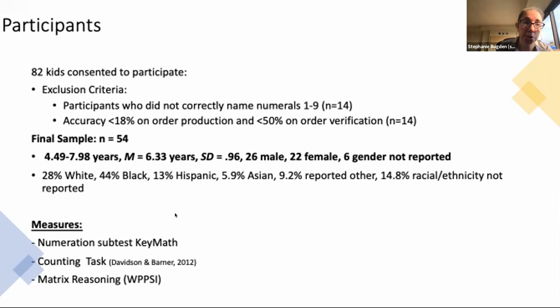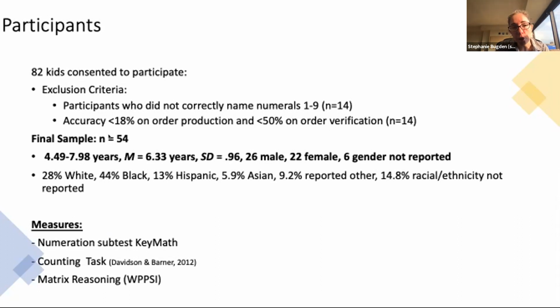Participants were excluded if they couldn't correctly identify their numerals 1 to 9, to ensure that they could actually do the tasks. We also excluded kids that were at chance across both the verification and production tasks. So our sample was left with 54 kids.